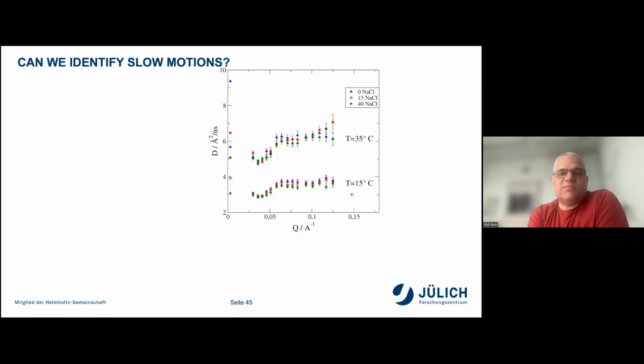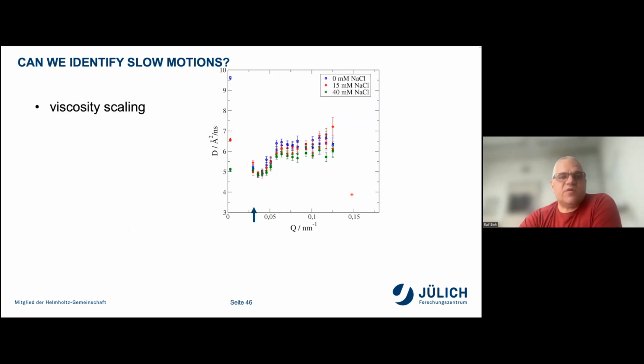We did all these measurements for 15 and 35 degrees. The change between these two sets of values is just because of temperature. Therefore, we first try a viscosity scaling to the lowest values here. And then we see that the temperature is not influencing these motions, because the blue points here for two different temperatures and the green all fall onto the same lines.